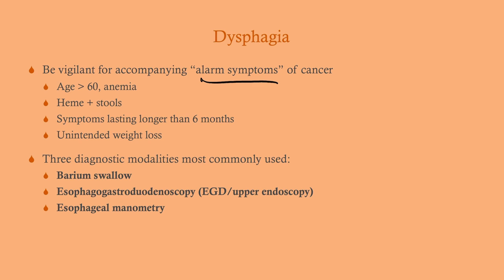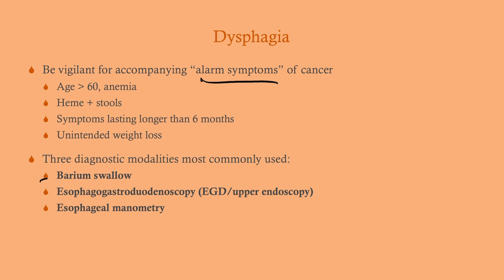Now, you need to always be vigilant for alarm symptoms, and these are your GI alarm symptoms. You've got a patient coming in with GI complaints, and they're over 60 years of age, they're anemic, they have heme-positive stools, they've had symptoms that have lasted a long time, or they have any unintended weight loss. If any of those things are present, then you need to consider the possibility that what you're dealing with may in fact be cancer.